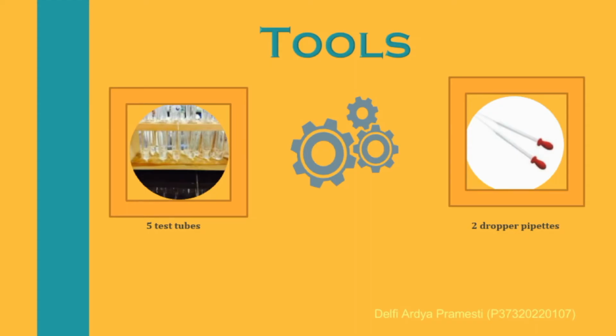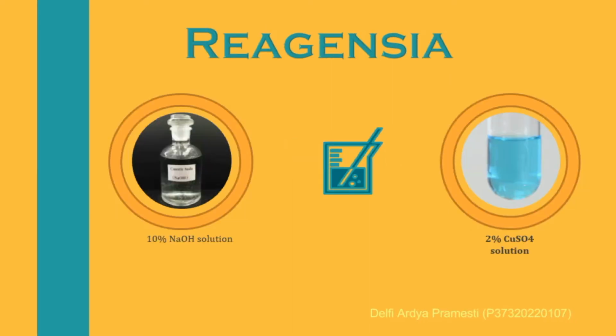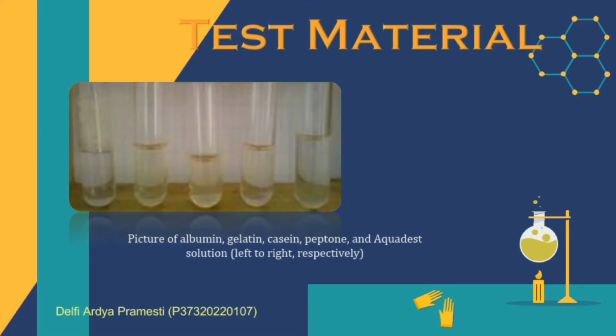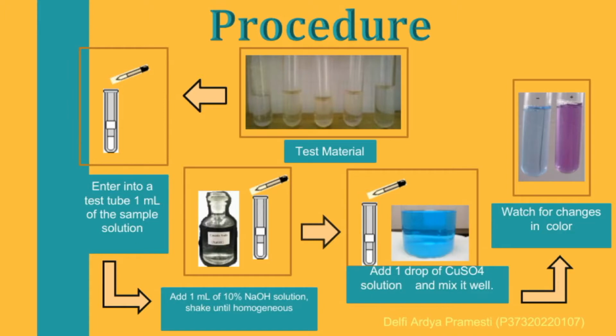Tools are 5 test tubes and 2 dropper pipettes. Reagents are 10% NaOH solution and 2% CuSO4 solution. Test materials: the picture shows albumin, gelatin, casein, peptone, and aqueous solution, from left to right respectively.